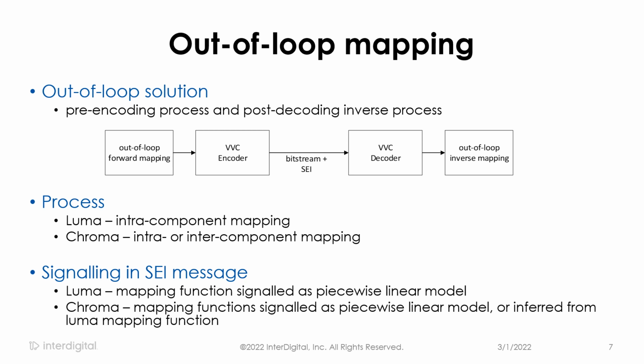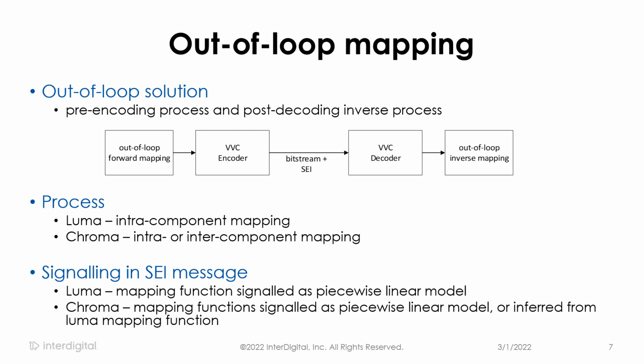Let's now have a look at the out-of-loop approach. The process consists in a pre-encoding forward mapping and in a post-decoding inverse mapping to go back to the original non-mapped domain. In the implemented design for Luma, the mapping is intra-component. For chroma, the process is either intra or cross-component. This is further explained in the next slide.